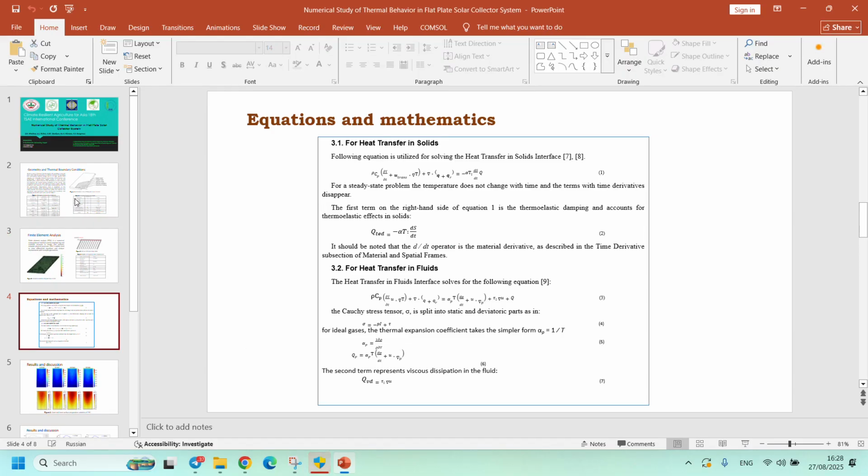And we have used these equations for modeling. In COMSOL Multiphysics, we have used the heat transfer in solids and fluids interface and the laminar flow interface. For the heat transfer in solid, we have used the first and second equations. For heat transfer in fluid, we have used equations 3 and 4, and equations 5 and 7 we have used for fluid flow.